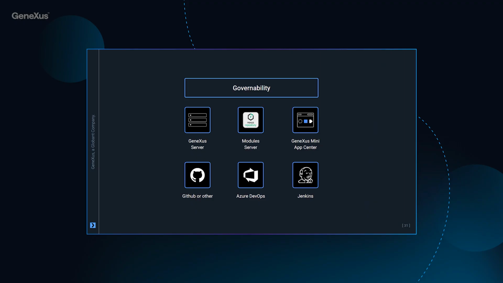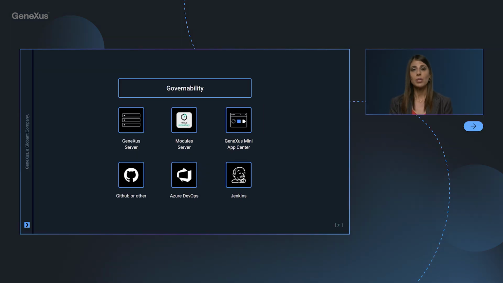In order to be able to manage the life cycle of this type of large-scale applications, we need certain components that help us to make this work in a much more efficient way. As you already know, GeneXus Server is the repository where all knowledge is housed. It is the source of truth for everything that developers work on. On the other hand, as we said before, we need a server for the modules that maintains the entire life cycle of the components of our application. At the same time, we have the Mini App Center, which is the repository where all the mini apps are in case we use super apps.